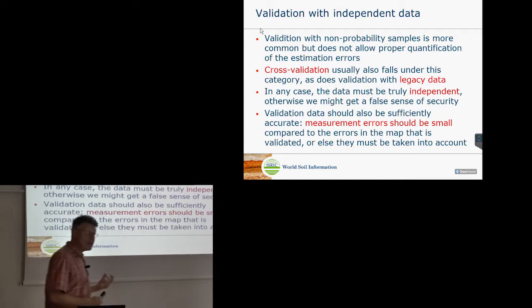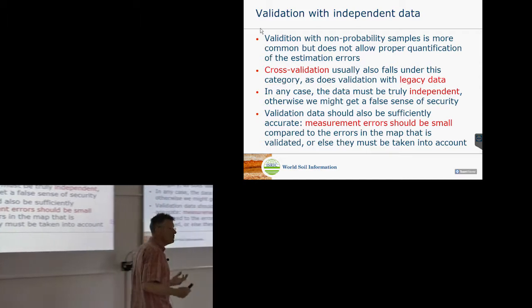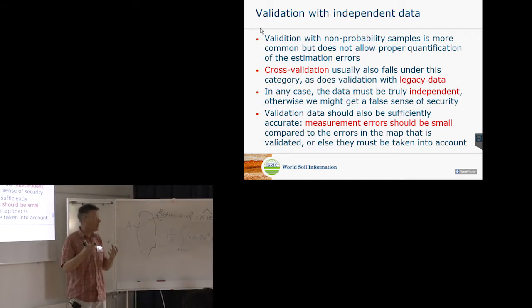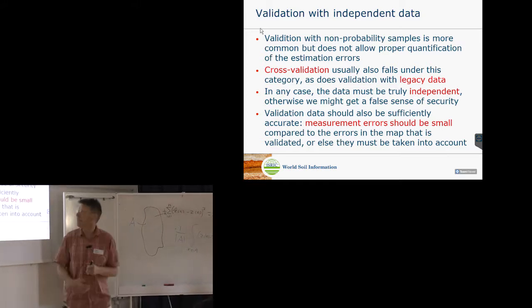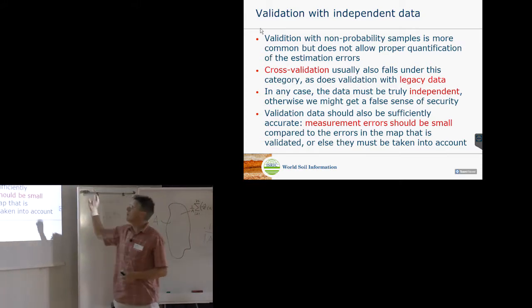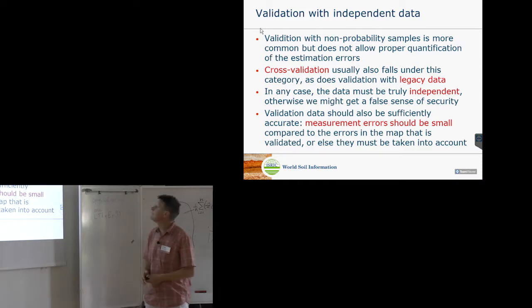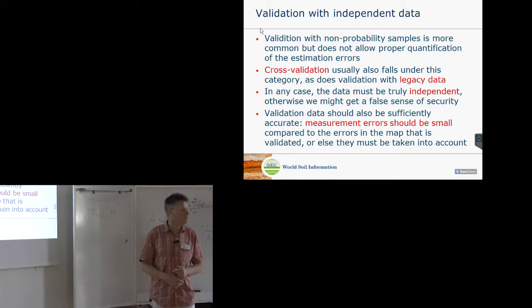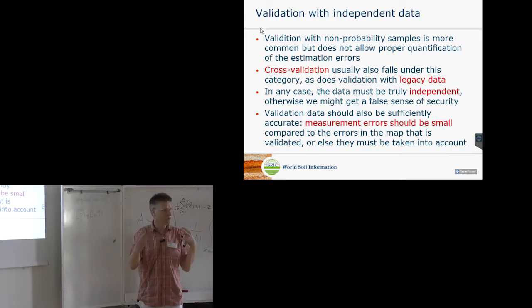So, but in practice, often we don't have the luxury position that we can do an independent collection of data for validation with a probability sampling. So we often use the data that we happen to have. And sometimes we even don't have that luxury position. We would like to use all the data we have also for the prediction.